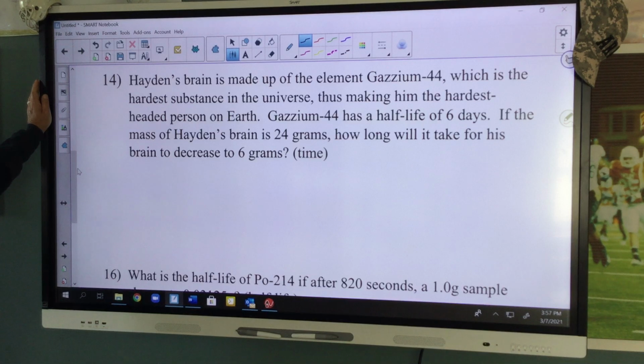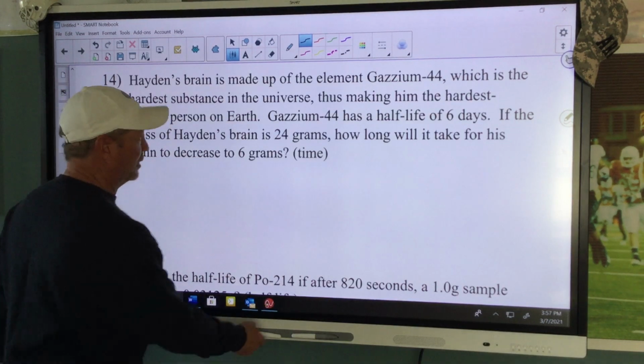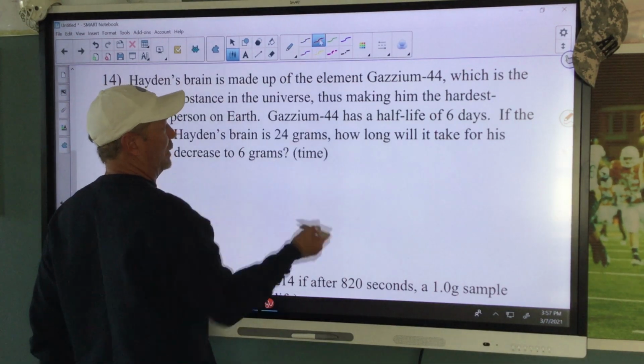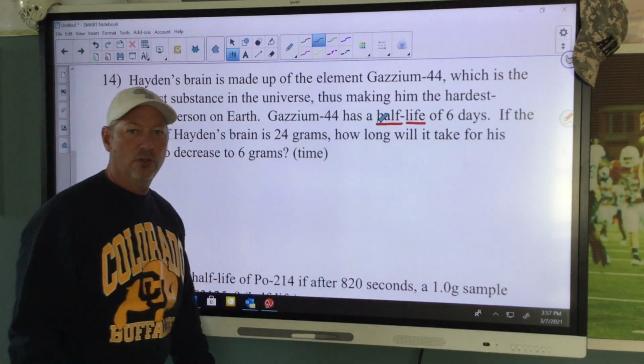Gallium-44 has a half-life of 6 days. If the mass of Hayden's brain is 24 grams, how long will it take for his brain to decrease to 6 grams? We're going to ask you to solve for time. Obviously, look what we're reading. We see that it says half-life. So that tells us which formula to use.